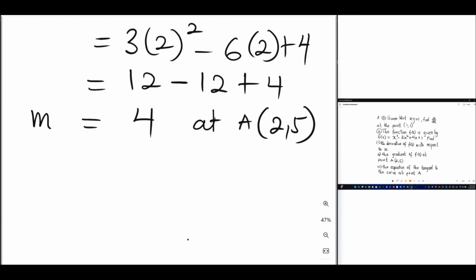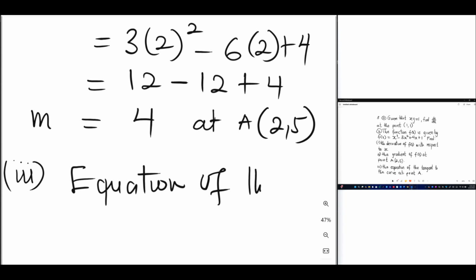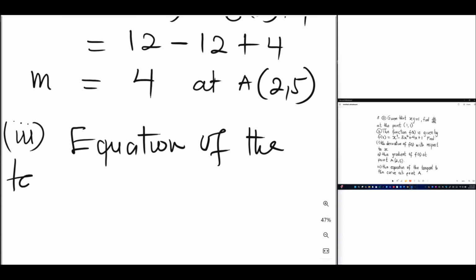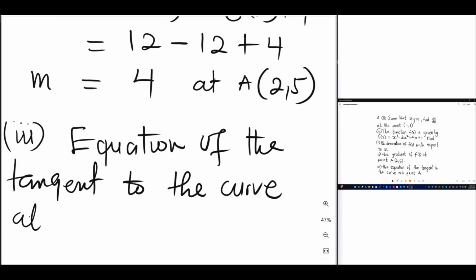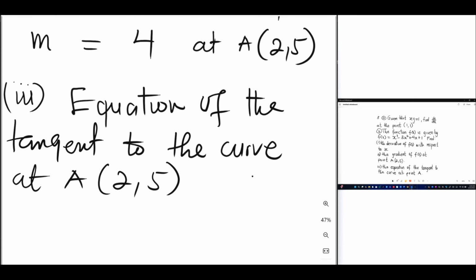All right. Now we are to also work on the I part of question 3b. The question 3b I says that we should find the equation of the tangent to the curve at point A, which is (2, 5). All right, that's what you have to find out, which is the I part of question 3b.